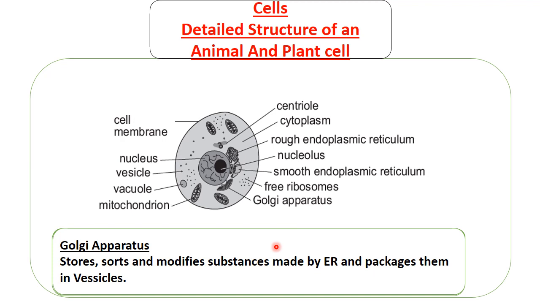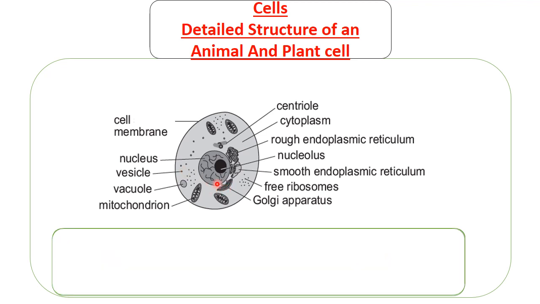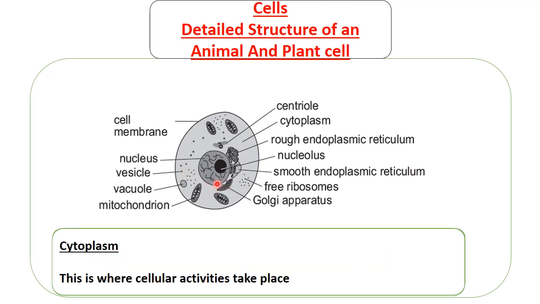We also have the Golgi apparatus. I don't know if it's Golgi, others call it Golgi apparatus. But what the Golgi apparatus does is, once proteins, fats, and steroids are manufactured in the endoplasmic reticulum, this is where they are stored, modified, and packaged into vesicles for them to be transported. We have the cytoplasm. The cytoplasm is the fluid where all the organelles are. So in short, this is where all activities in the cell take place.